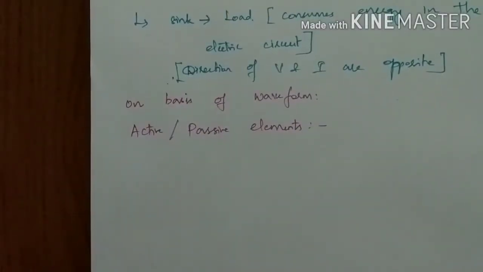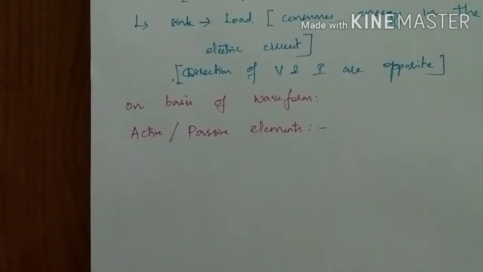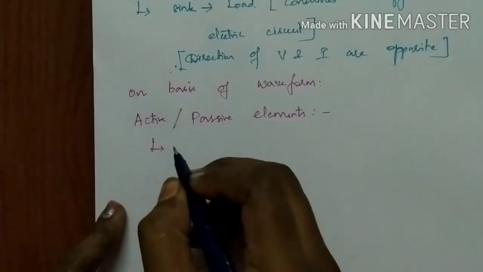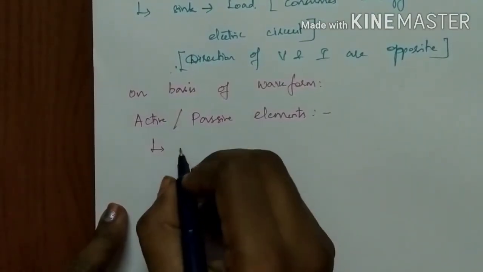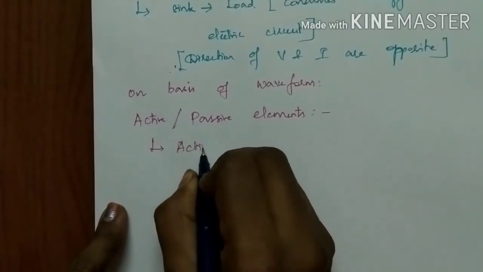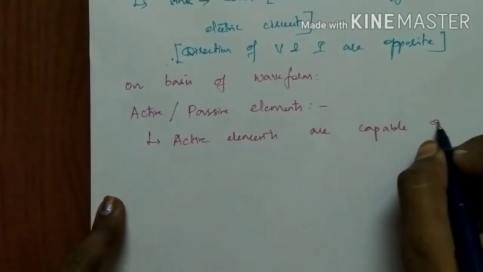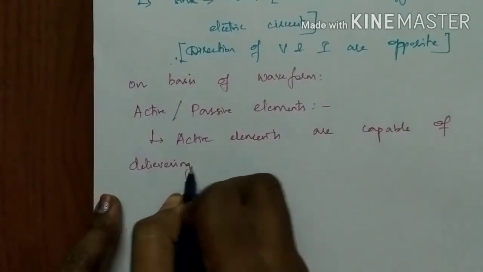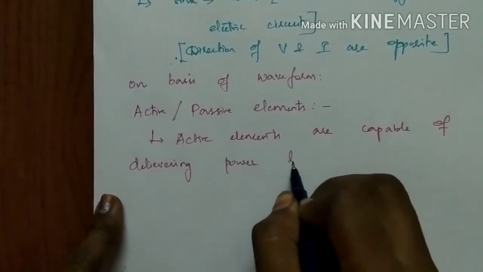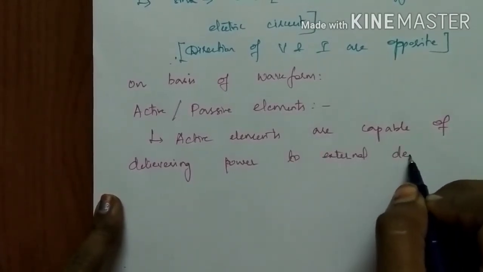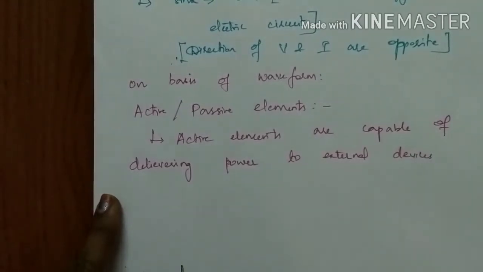On the basis of waveform, there are various types of classification. Let's see about active and passive elements. Active elements are the elements which are capable of delivering power to the external circuit or external device that present in the circuits.